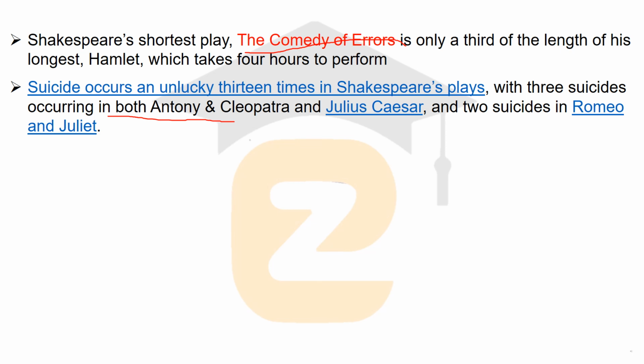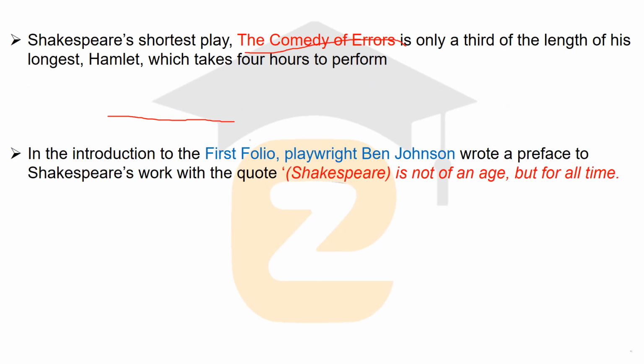Next we have: in the introduction of the First Folio, which was published in 1623, playwright Ben Jonson wrote a preface to Shakespeare's work with a quote: Shakespeare is not of an age but for all time. Yes friends, this is a very important quotation about William Shakespeare by Ben Jonson, who was a colleague and also a friend of William Shakespeare. He had written in the First Folio, which was published in 1623, जिसमें 36 plays published हुए थे, and in that he had written a quotation in praise of William Shakespeare, that he was not of an age but for all time.